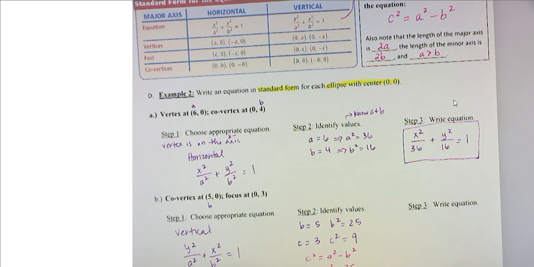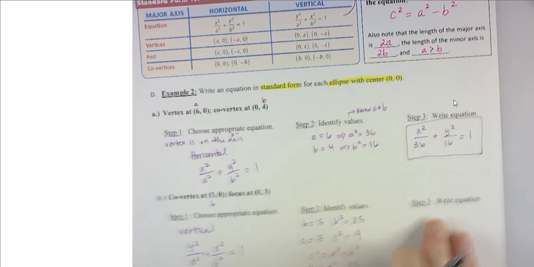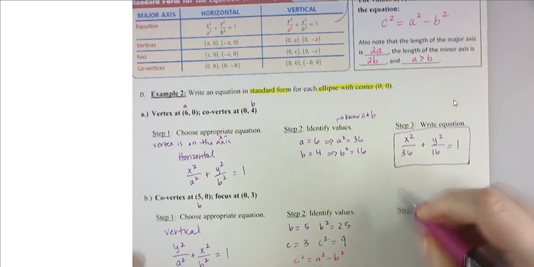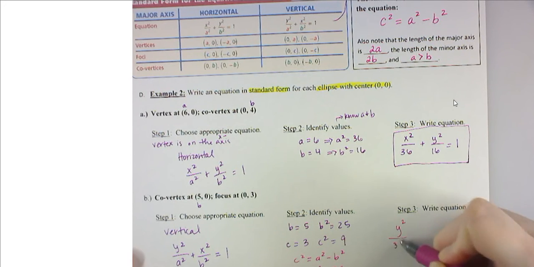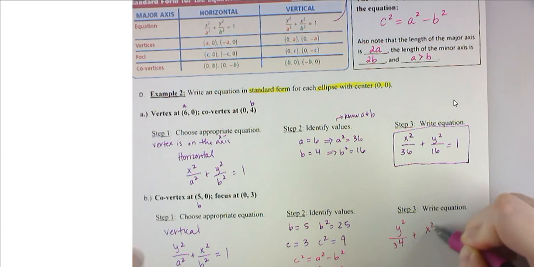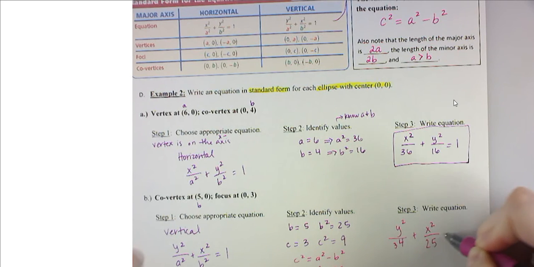So now when you write your equation, you'll have y squared over a squared, which is 34, plus x squared over b squared, which is 25, equals 1. Okay, and then we have one more of these on the last page that we'll do.